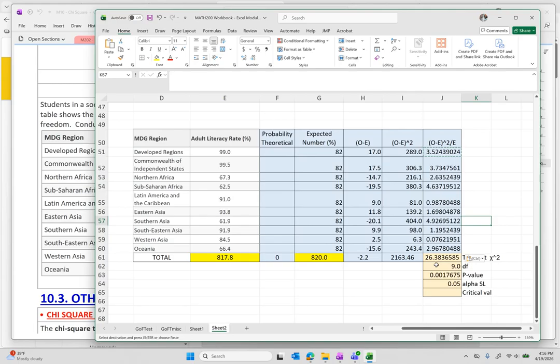It happens to be 26.38. 9 degrees of freedom because I have 10 regions, minus 1 is 9. A p-value, which is a right tail chi-square test of 0.18%. And at the alpha significance level, this p-value is much smaller, indicating a very unlikely outcome if that outcome was coming from a theoretical distribution of every region having an 82% literacy level.